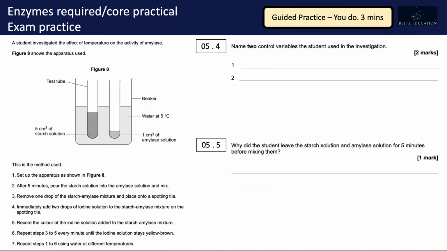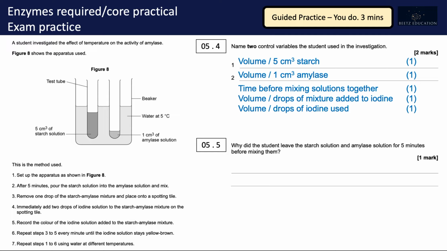Answers then. Well, for your control variables, these are factors that would need to be kept the same to avoid them affecting the results. Any 2 from that list there. Okay, you'll notice that temperature is not on the list because clearly in the final step, that's what's being changed. Okay, that's the independent variable.